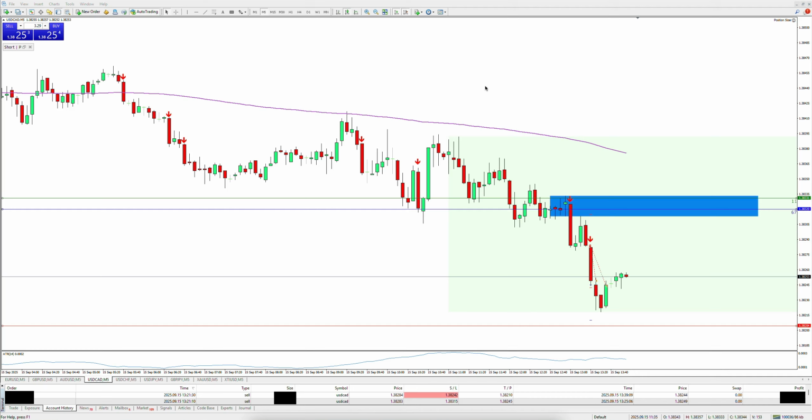Right. I did have this trade recorded live and I messed it up when I was saving it. So we're just going to have to make do with what we have here.